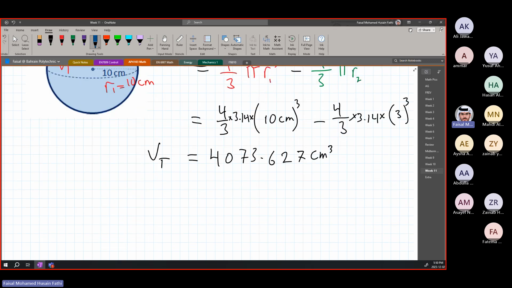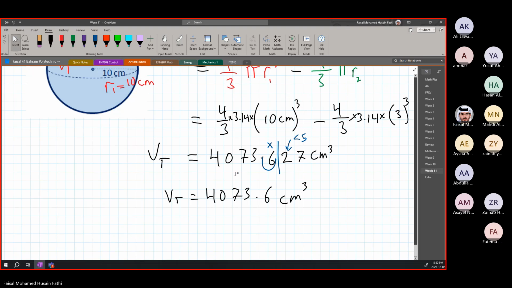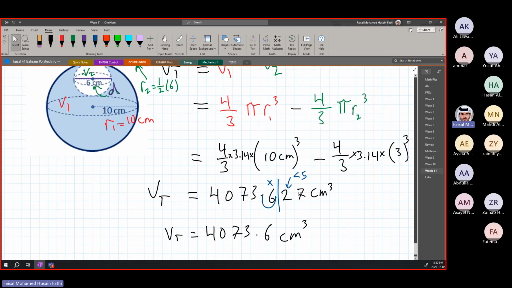Again, 1 decimal place. Look at this number. Less than 5. Don't do anything. Done. V total is 4073.6 centimeters cubed. Any questions?